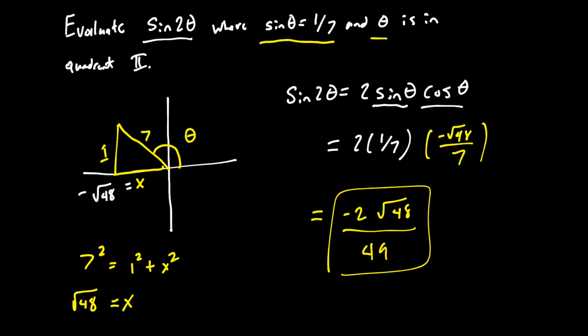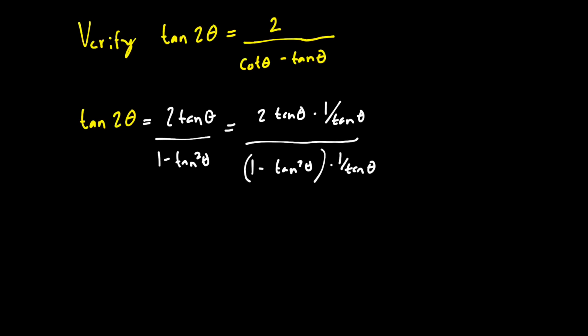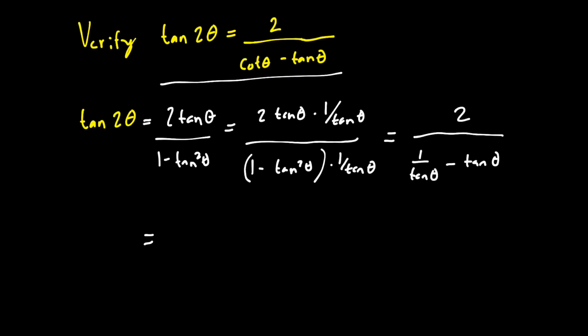Let's look at a verification problem. And we want to show that tan of 2 theta is equal to 2 divided by cotan minus tan. Apply the double angle formula to tan of 2 theta, and we'll get that this is equal to the following. Now multiply the top by 1 over tan theta, and multiply the bottom by 1 over tan theta. Multiplying this out, we'll get up top just 2, and then on the bottom we'll have 1 divided by tan theta minus tan theta. Since 1 divided by tan theta is equal to cotan, we finally get the right-hand side of our original equation, which is going to be 2 divided by cotan theta minus tan theta.